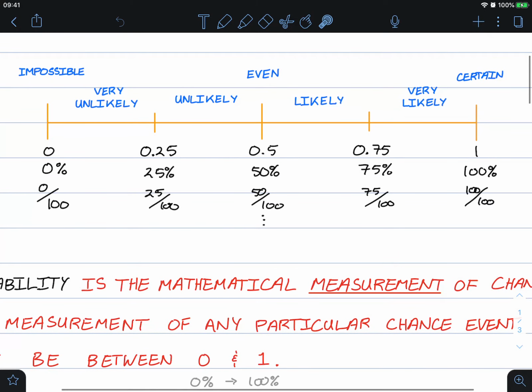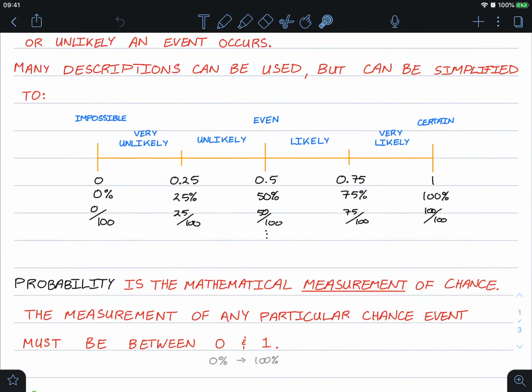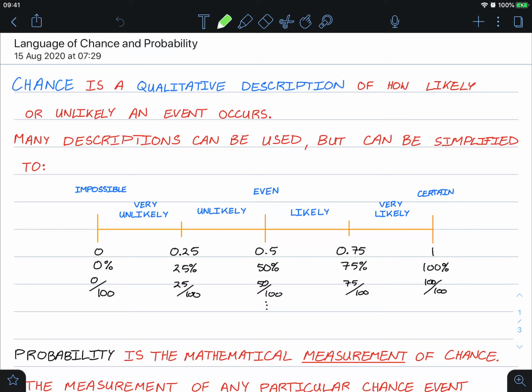Obviously, you can get all sorts of numbers. You can get something in between here. Let's say that 0.1 for all we know, but I hope you get the idea that there is a difference between probability and chance.